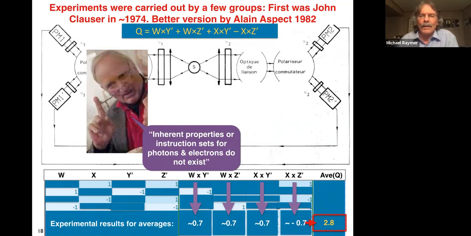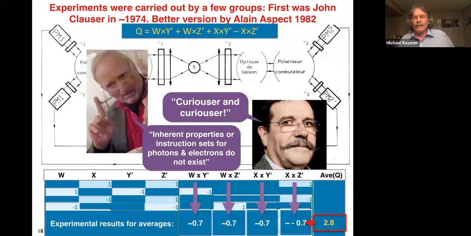Okay, and then here's a picture of Alain Aspect, who is here. I put the words of Alice in Wonderland into his mouth, curiouser and curiouser.